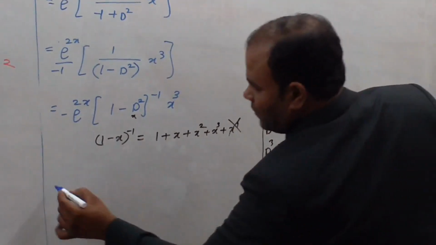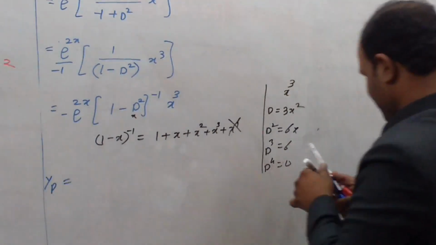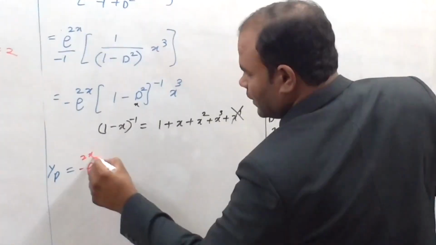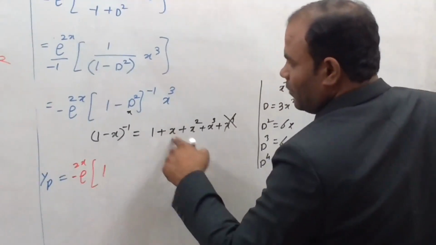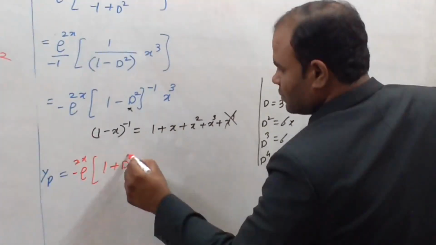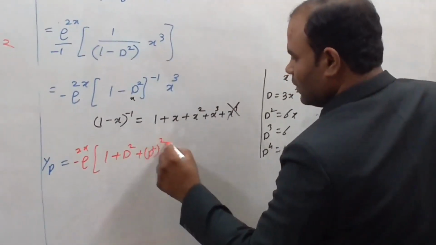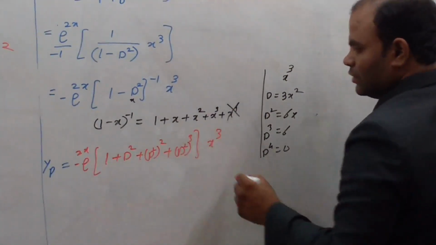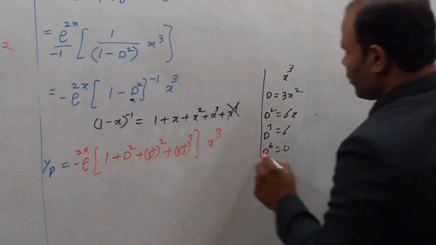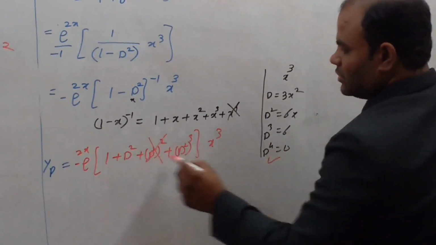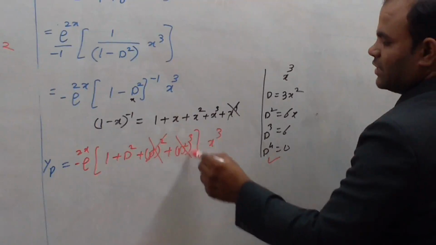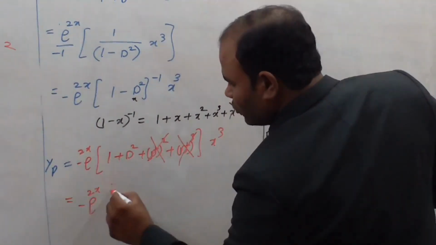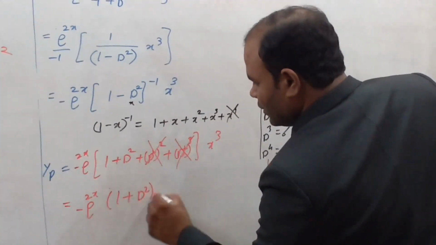So yp becomes minus of e raised to 2x into 1 plus D square plus (D square) square plus (D square) cube into x cube. Here (D square) square is D raised to 4, and the fourth derivative is 0, so don't consider this term. (D square) cube, that is D raised to 6, also is not considered. So the remainder is minus e raised to 2x into (1 plus D square) into x cube.